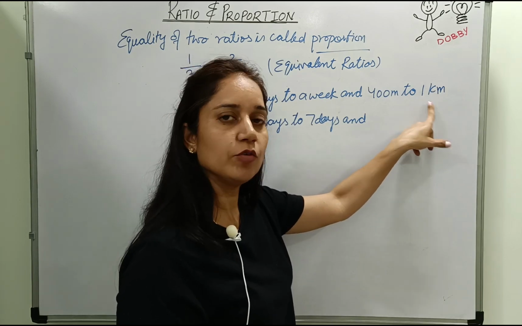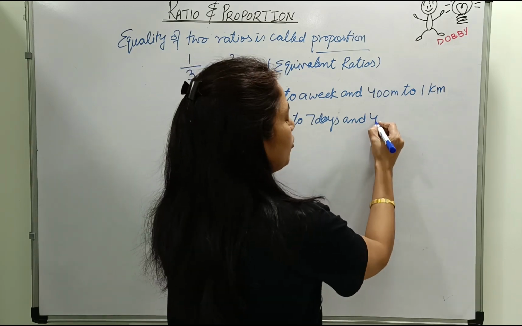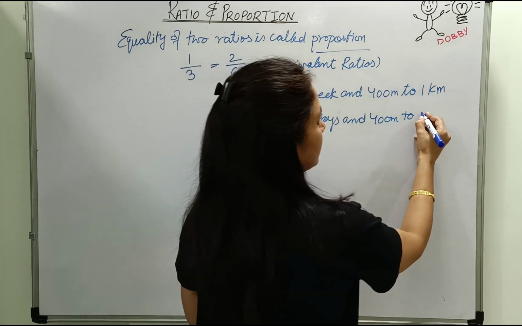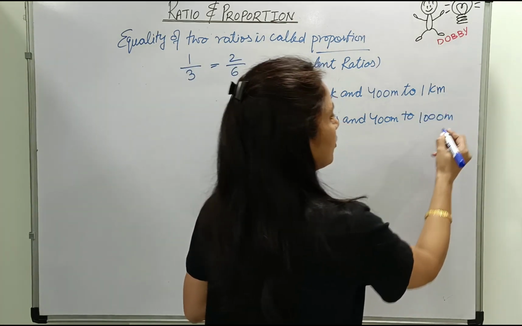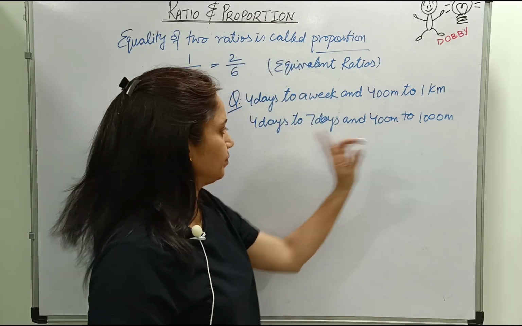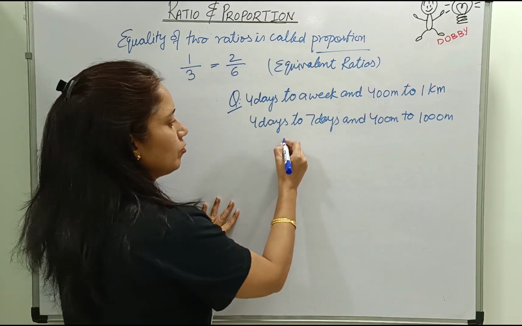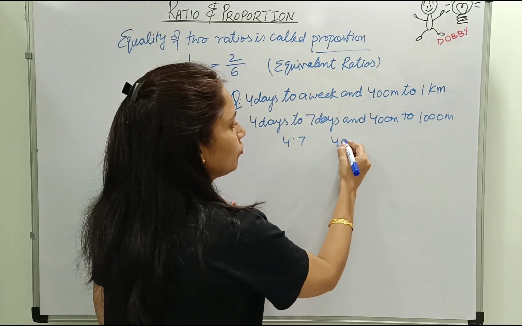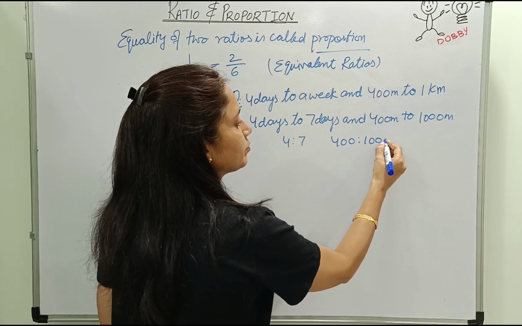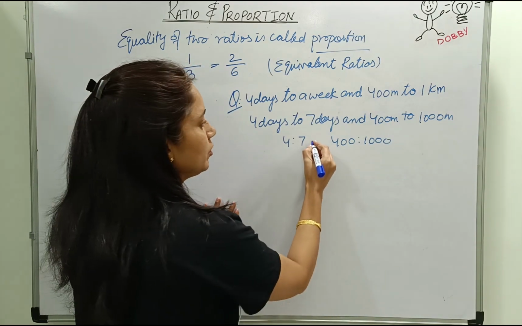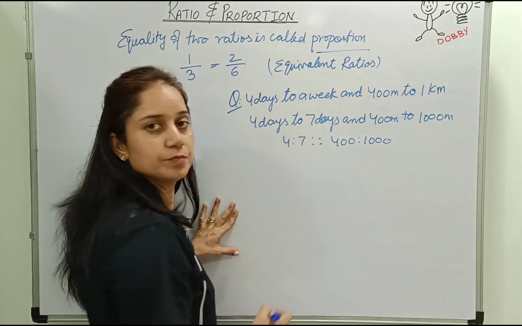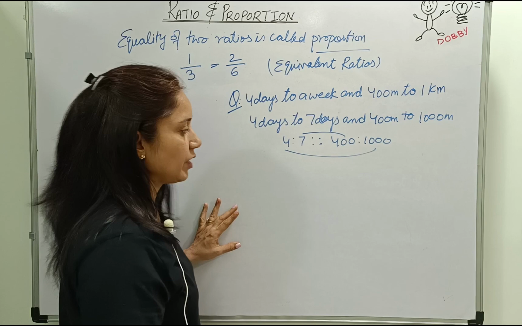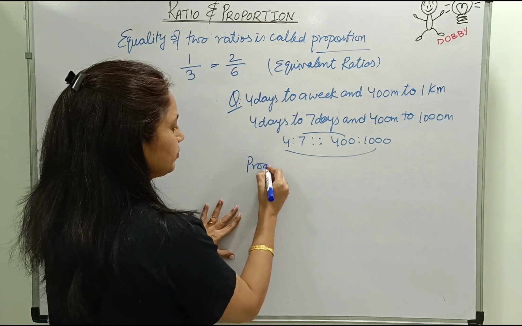So 1 kilometer we have to convert into meter. 400 meter to 1 kilometer is equal to 1000 meter. Now both second ratio also becomes meter. Now let us write into the ratio form. First ratio 4:7. Second ratio 400 is to 1000. Making them in proportion, putting proportion symbol in between. Formula, product of middle term, product of extreme terms we have to check. Let us write.